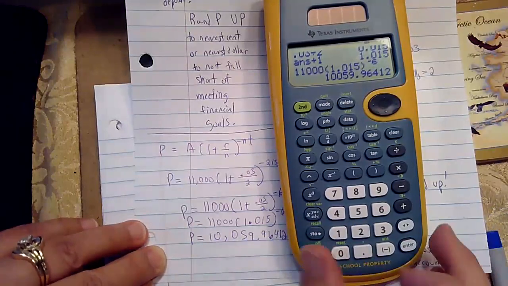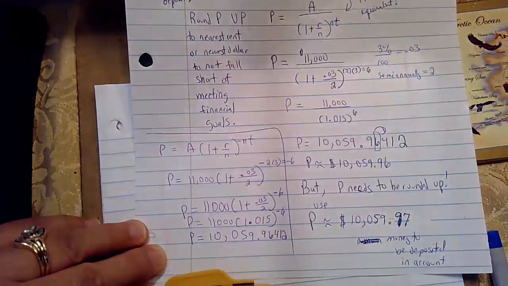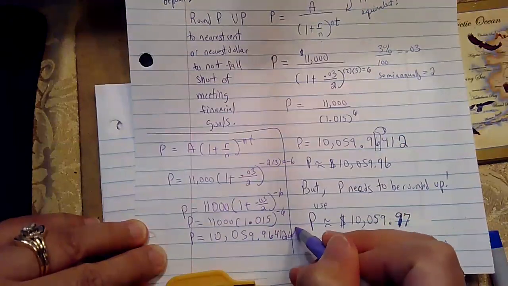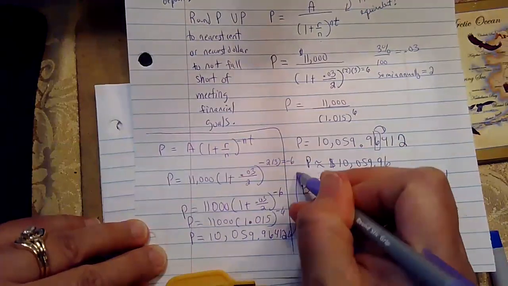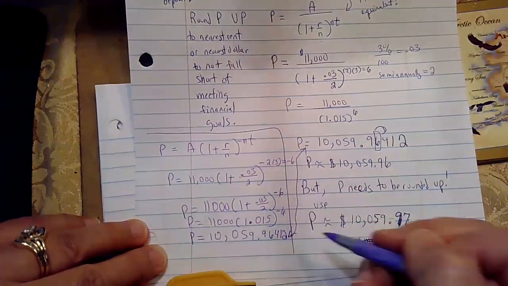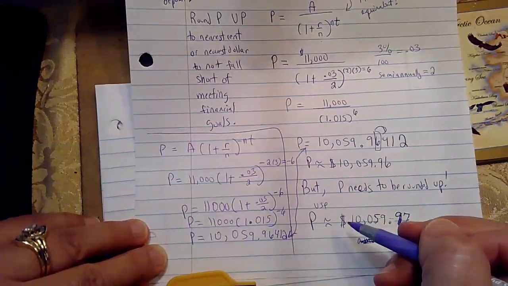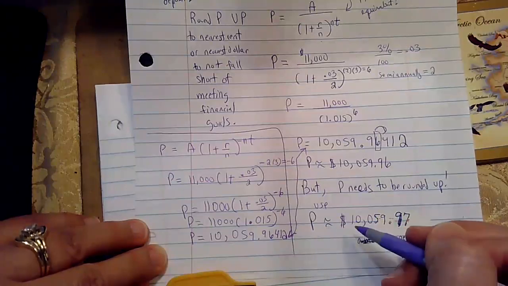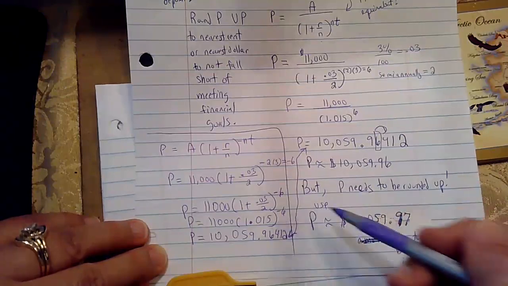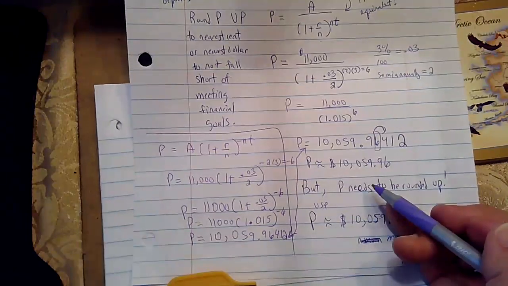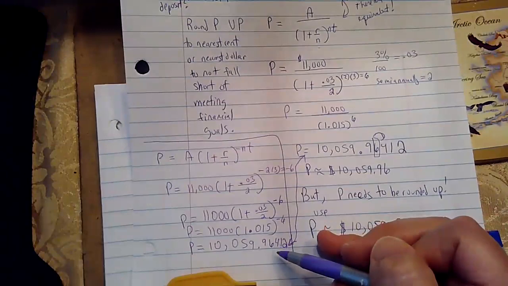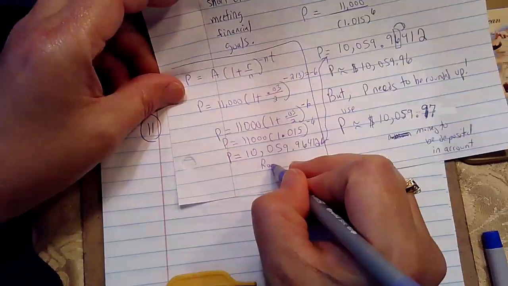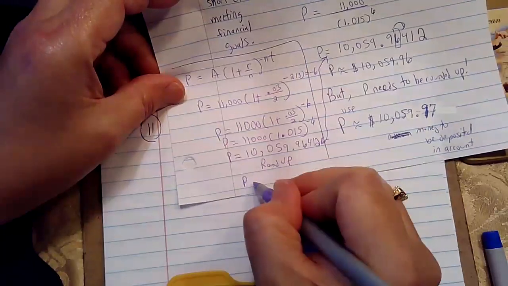10,059.96412. Which, yep, just matches. See, this is the same as this here. It's the same. See? All right, that works out. And then you would still round up. So instead of saying 96 cents, you would say 97 cents. So you have to round up because you're finding P.